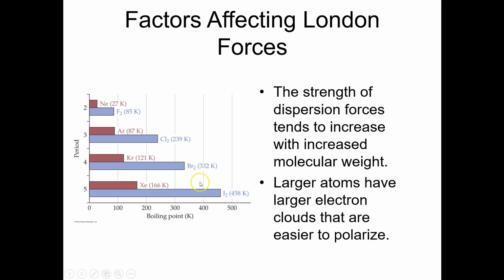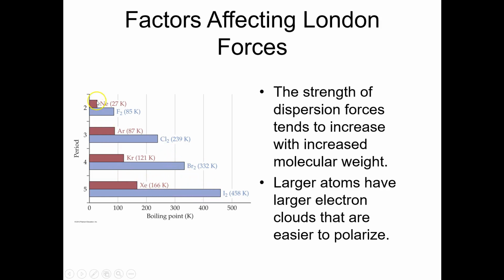That has to do with polarizability. An iodine molecule is much larger than a bromine molecule, which is much larger than a chlorine molecule, and therefore the polarizability is greater, the strength of the dispersion forces is greater, and that affects the melting point and the boiling point, making one a gas at room temperature, one a liquid, and one a solid.